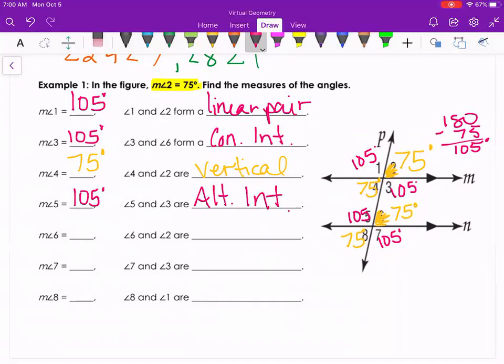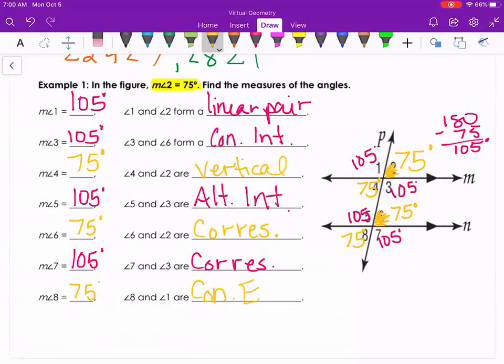And let's keep going. Angle 6, we have 75 degrees. 6 and 2, corresponding. Angle 7, back at 105. 7 and 3, corresponding again. They're in matching positions. And then our last one, angle 8, 75. 8 and 1, consecutive exterior.